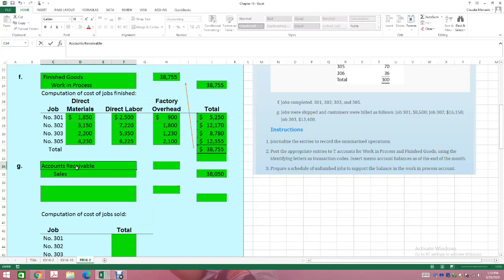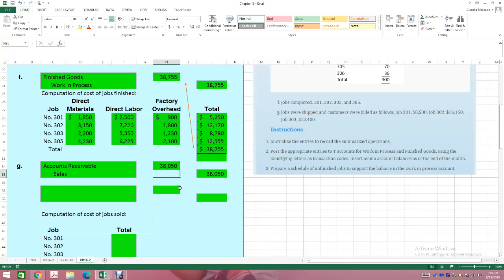Receivable, we are going to receive the money. So I'm setting up a receivable for $38,050. Okay, so here I've recorded my sale in my books. I've sold $38,050 of these jobs. Now I also need to update my finished goods.